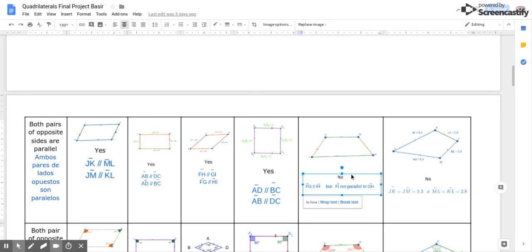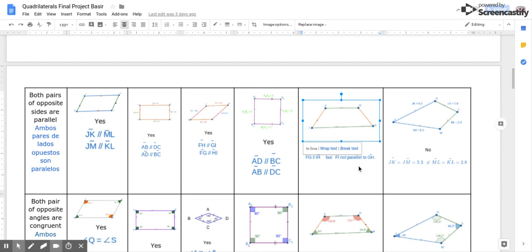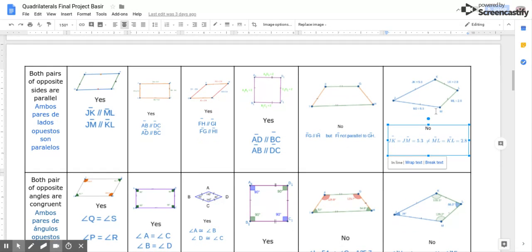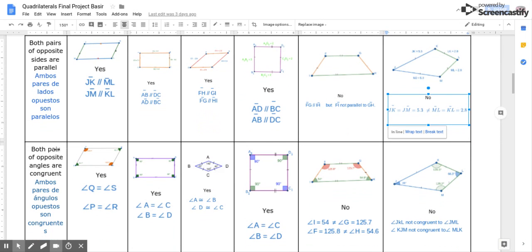But in this one, trapezoid, the green side is parallel to the other green side, but the orange sides are not parallel to each other because they intersect in one point, if we extend the lines. In trapezoids, the opposite sides are not parallel because they intersect each other.